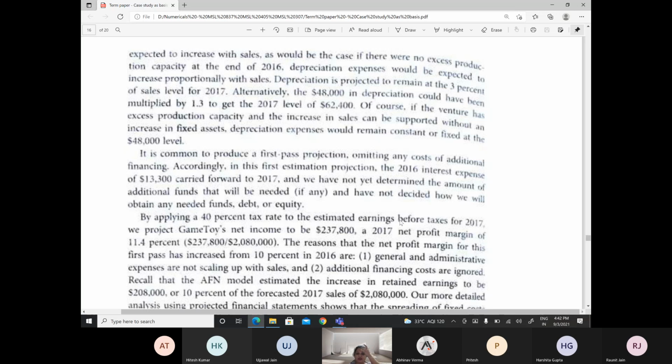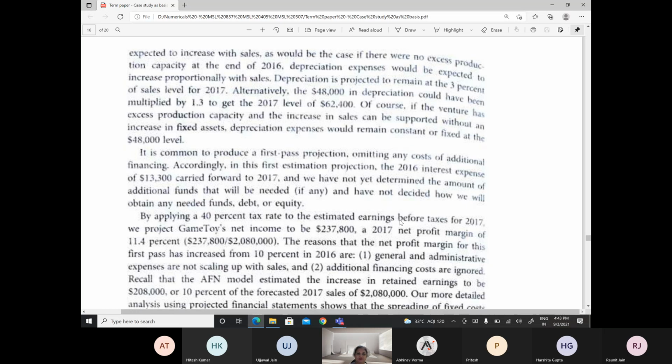Accordingly, in this first estimation projection, the 2016 interest expense of 13,300 is carried forward to 2017, and we have not yet determined the amount of additional funds that will be needed, if any, and have not decided how we will be obtaining any needed funds, debt or equity. We are simply projecting the P&L.